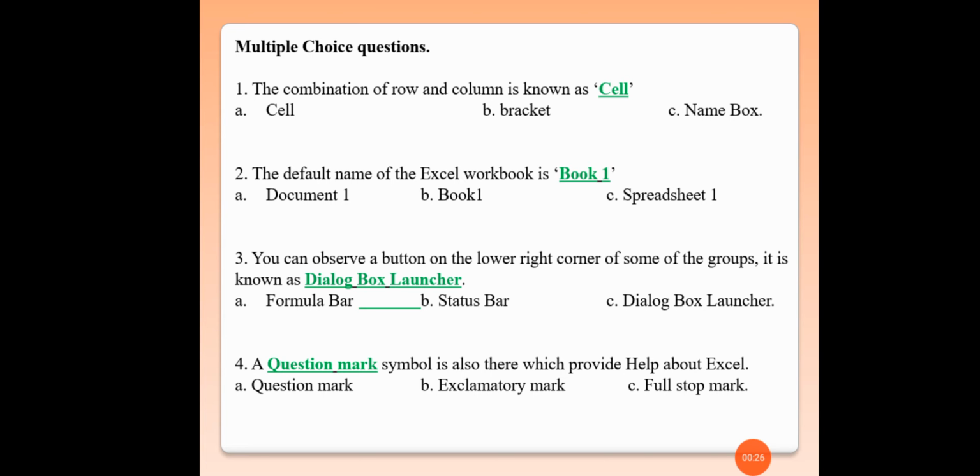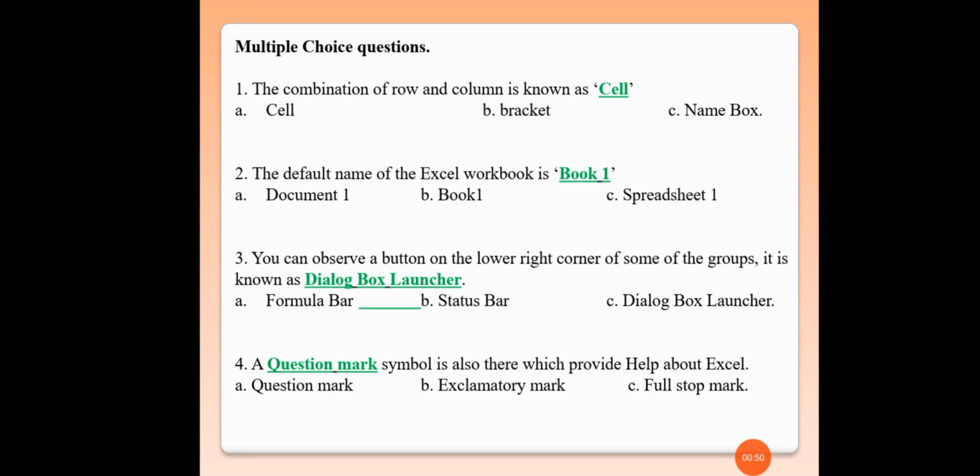First is the combination of rows and columns is known as dash. Options are A cell, B bracket, C name box. So answer is cell here. Second one, the default name of the Excel workbook is dash. A document 1, B book 1, C spreadsheet 1. So answer is book 1.